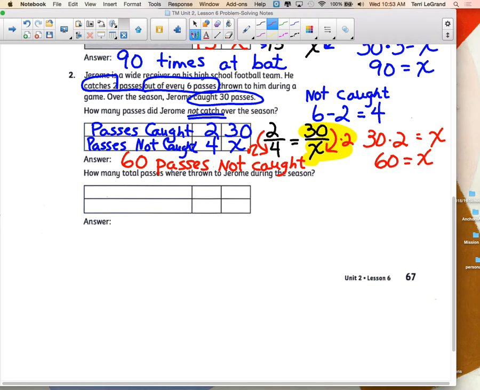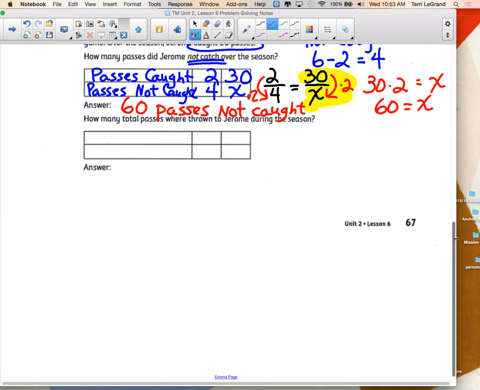Then it says, how many total passes were thrown to Jerome during the season? So now we are looking for total passes. What should be our titles in our table this time? Okay, so we need total passes in there, right? Let's put that on the bottom. What else could we use in there?